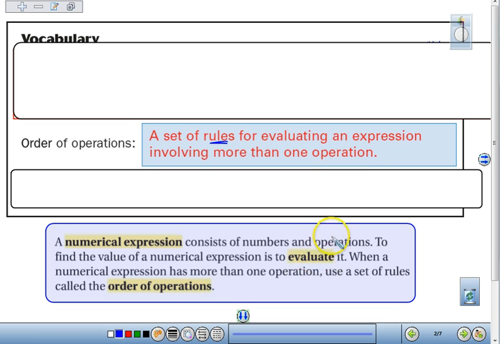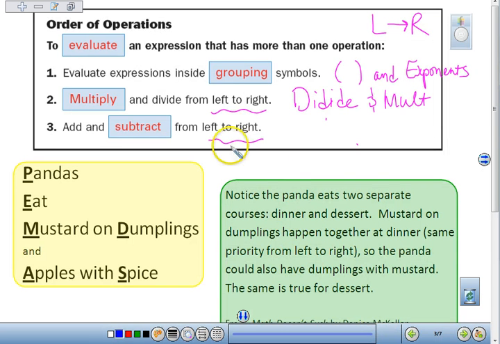So evaluate, what does that mean? That means to get it down to one single number answer. And we're going to use what's called our order of operations. What are the order of operations? Well, to evaluate, get a number value of an expression that has more than one operation.